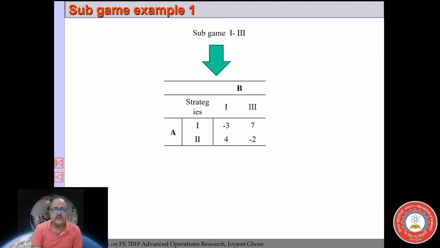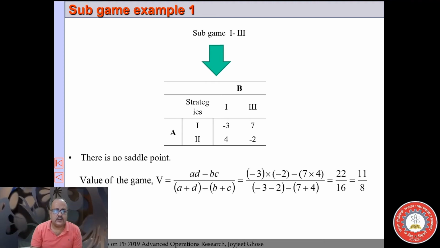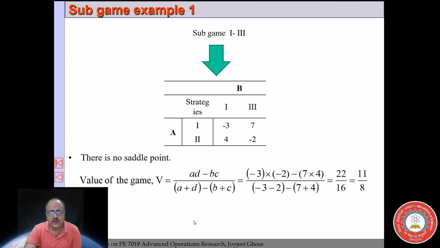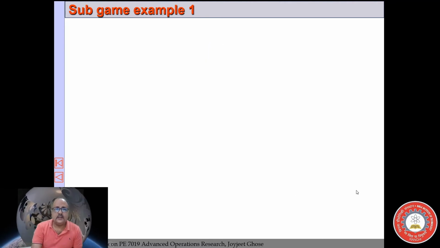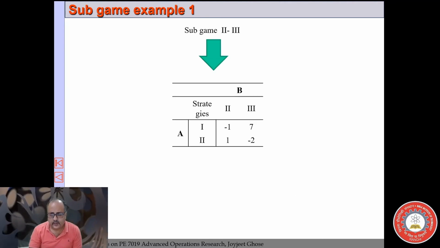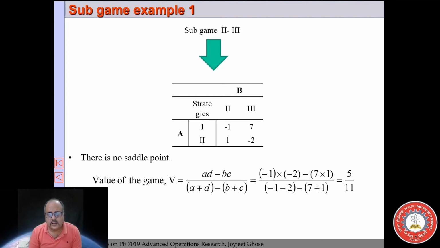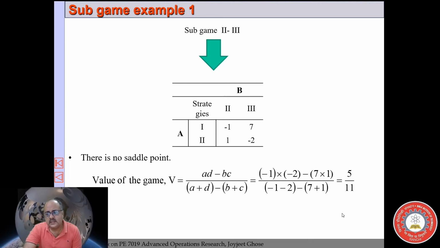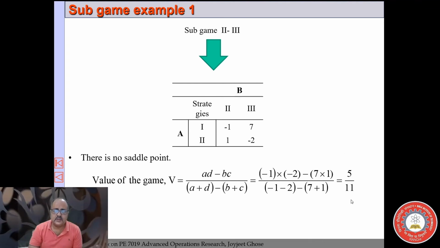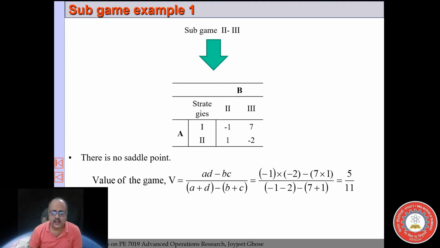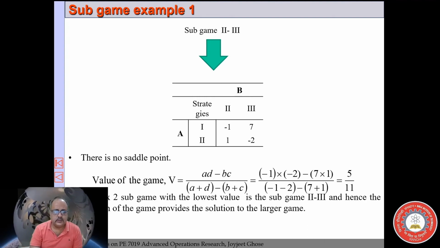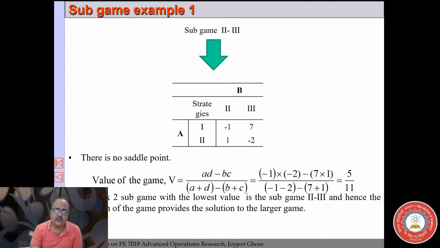Similarly, we'll try to find the saddle point of game 1-3. There is no saddle point, so the value of the game can be found by the formula method or the algebraic method. It comes out to be 11 by 8. Similarly for game 2-3, there is no saddle point, and the value of the game comes out to be 5 by 3. Of all 3 games, this value is the minimum, so this will be the solution of the larger game, and B will never choose strategy 1, rather B will choose strategies 3 and 2. So this is how we solve a subgame problem.